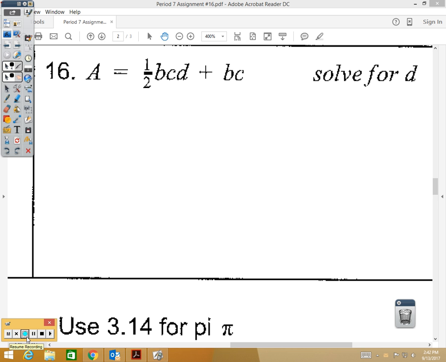So number 16 says that you want to get D by itself, and right now D is right there. One thing that I don't like is that D is on the right hand side of my equation, so I'm just going to take a second and rewrite this so that everything that's over there on the right is on the left. 1/2 BCD plus BC, and then the A is going to be going on the right. Alright?